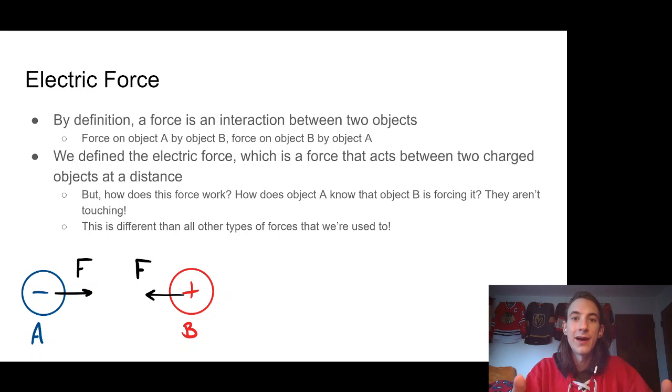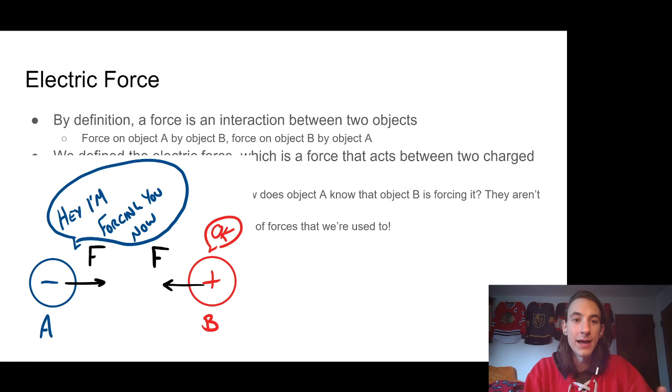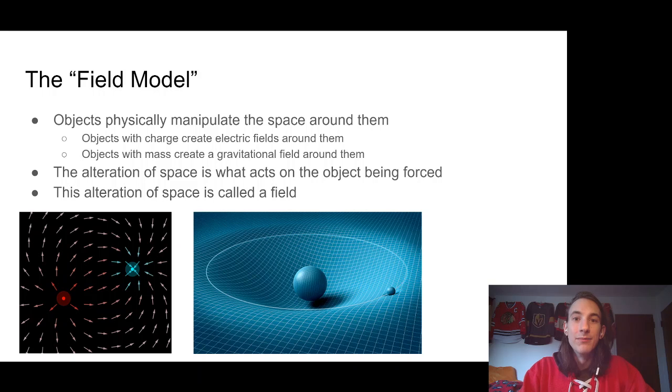So we need to think about, how does this work? How does object A know that object B is forcing it, even though these two objects aren't touching each other? Do they just go, hey, I'm forcing you now, and the other one's like, okay? That's probably not what happened. It's kind of what happens, but you know. So what we're going to do is build up this idea of a field model. We've done gravitational forces before, and now we're looking at electric forces. And both these forces are similar because they act in fields.